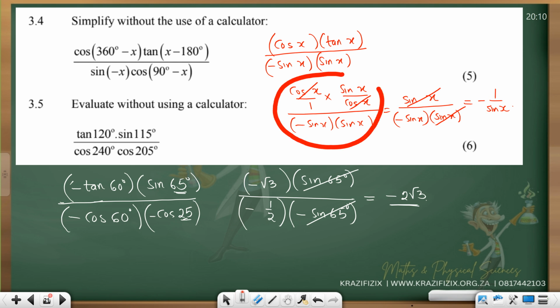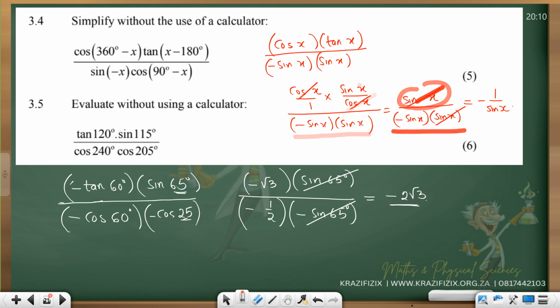Did you get this? Yes. Okay. Did you cancel this and this? Yes. So you are left with sin x. Are you okay with that? Yes. What about this? Do you have this as your denominator? Everything is exactly the same, except for my final answer, I have negative cos x. There's no reciprocal. Sine only changes to cos when we have a 90 degrees.